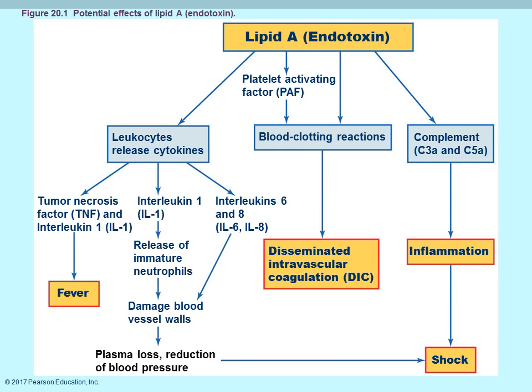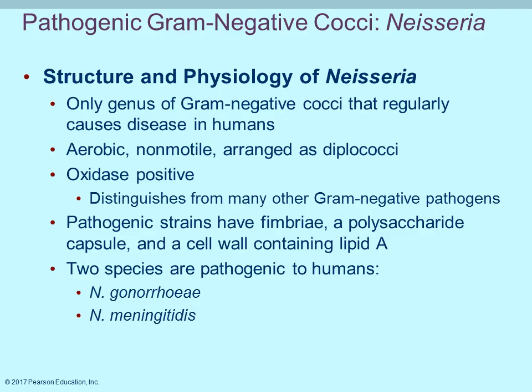That lipid A, that endotoxin, is not released when the cell is living. It is only released upon death of the bacterial cell. As you can see here, it outlines how it can have multiple effects on the body, leading towards inflammation, fever, etc. We're going to go through different genera one by one and talk about the structure, the physiology, and some of the diseases that they do cause.